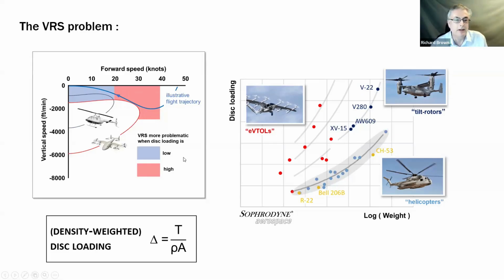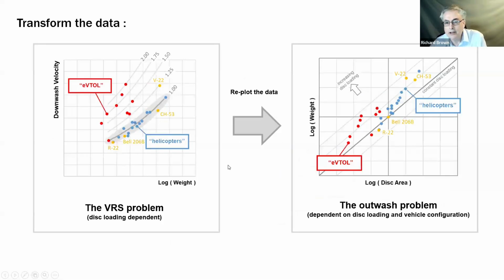How does that transcribe into the outwash problem? Well, we need to transform the data because things are not quite as straightforward. You often read in the literature that eVTOL outwash is a direct function of the disk loading, and that's not entirely true. There's a scale factor. The weight of the aircraft and the size of the aircraft actually enter into that argument as well. So this is my diagram of downwash velocity or disk loading versus log weight for the VRS case. If I transform that simply by plotting log weight versus log of disk area, then my disk loading or my downwash turns out to be constant along these diagonal lines over here.